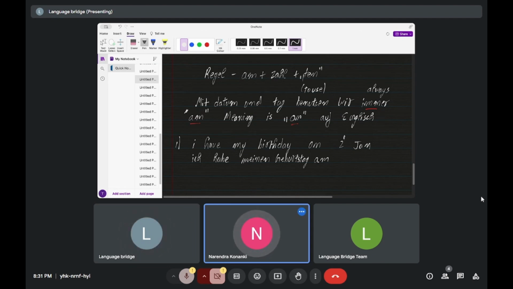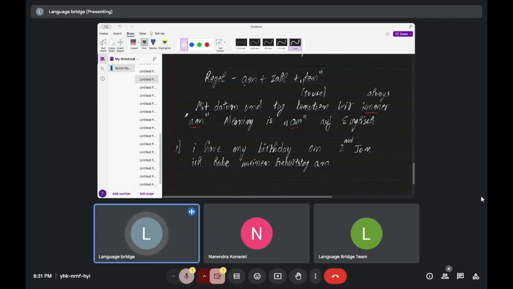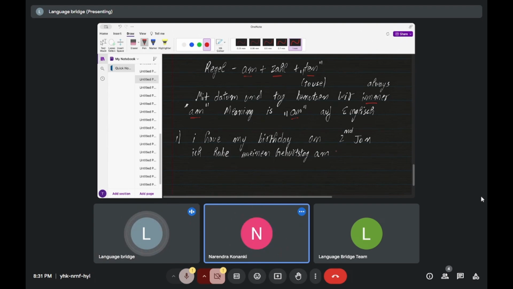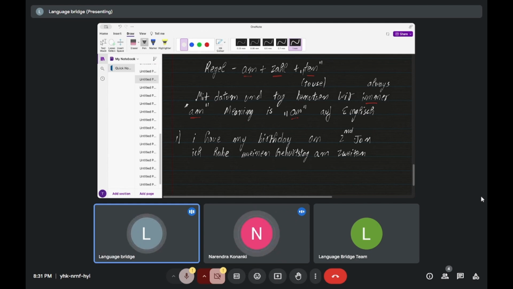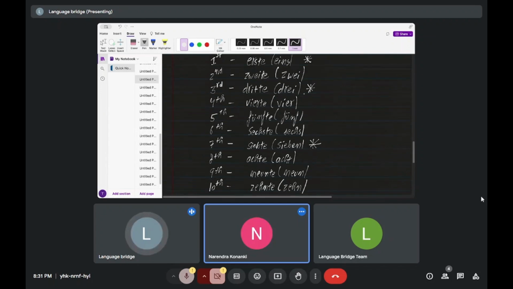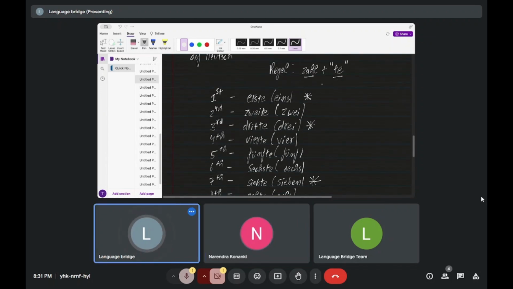And for "second" it is "zweite". What do we add? We add "-te" also. When we use it with a number, we add "te", so we will say "zweite". Whenever we use it with the preposition "am", then we add "n". And when we use it without "am", then we add only "te".